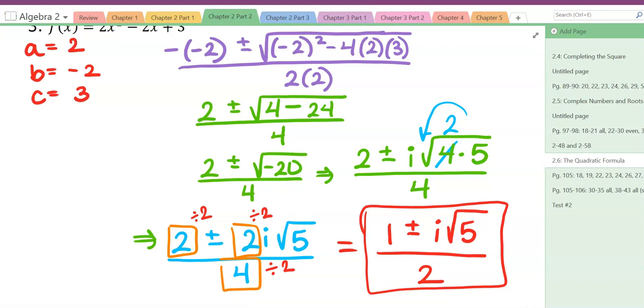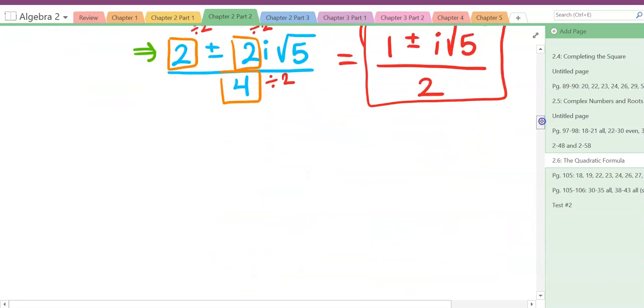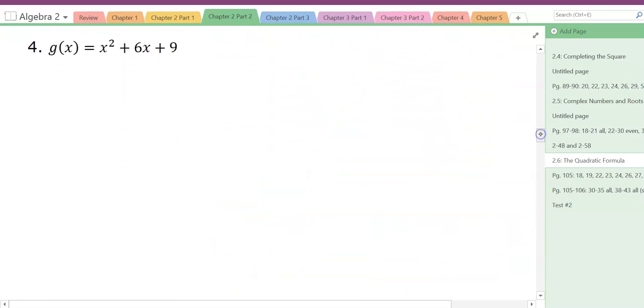All right, so we've got a couple more that I want us to get through today. So if we look at number 4, you've got x squared plus 6x plus 9. Now if I was thinking about trying to factor this, what are 2 numbers that would multiply to 9 and add to a 6? 3 and 3. It's the same number twice. So it would be x plus 3, x plus 3.